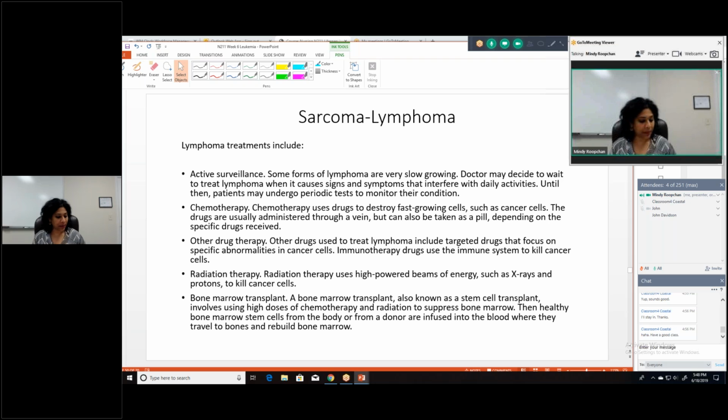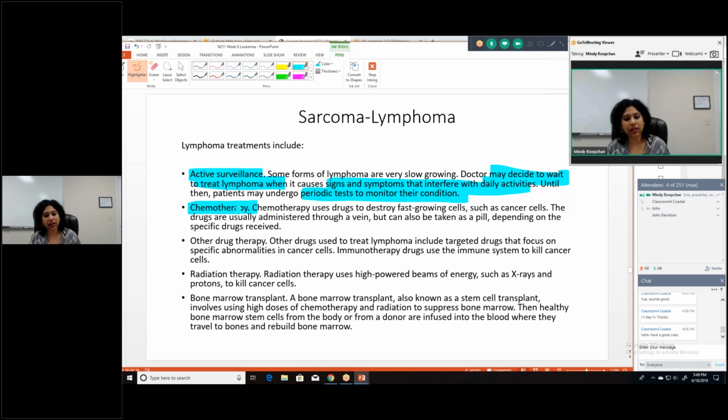So lymphoma treatment is going to include active surveillance. We talked about watchful waiting. Is that what I said right? I don't know. When you take a look and you keep an eye on the patient, I can't remember if that's exactly the way they word it, but now we have active surveillance. So doctors may decide to wait to treat lymphoma until it causes signs and symptoms that interfere with daily activities. Until then, they may undergo periodic testing just to monitor to see how it's growing. So active surveillance, so keep an eye on it.